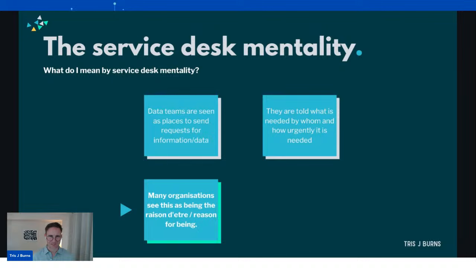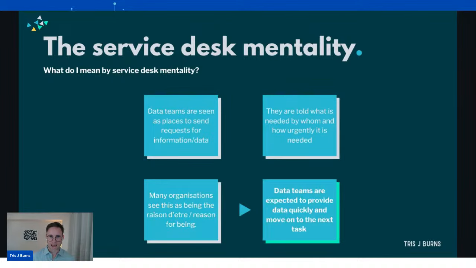Many organizations see a service desk as the raison d'être, or the reason for being, for data teams. Thought I'd throw some French in there with the Olympics being on in Paris. And data teams are expected to provide data quickly and move on to the next task. Now, I wonder how much that resonates with any of you out there working in organizations, because this kind of dynamic I see very, very often.